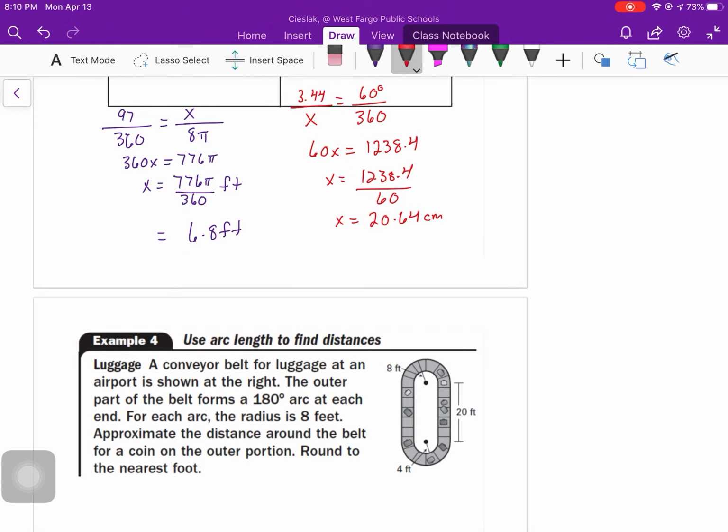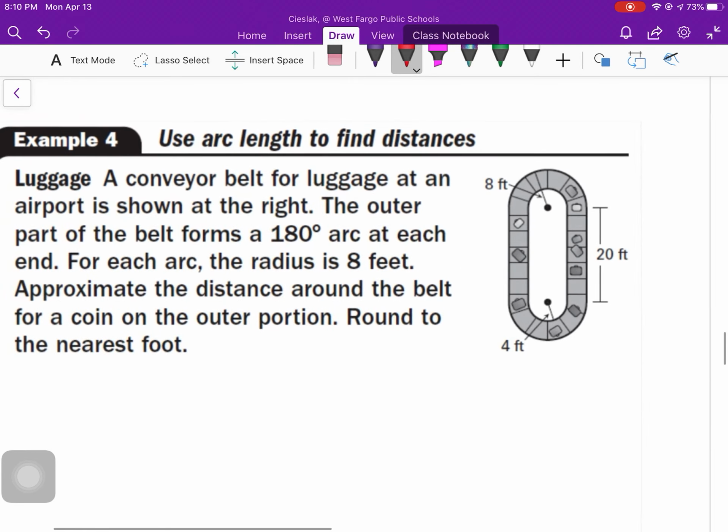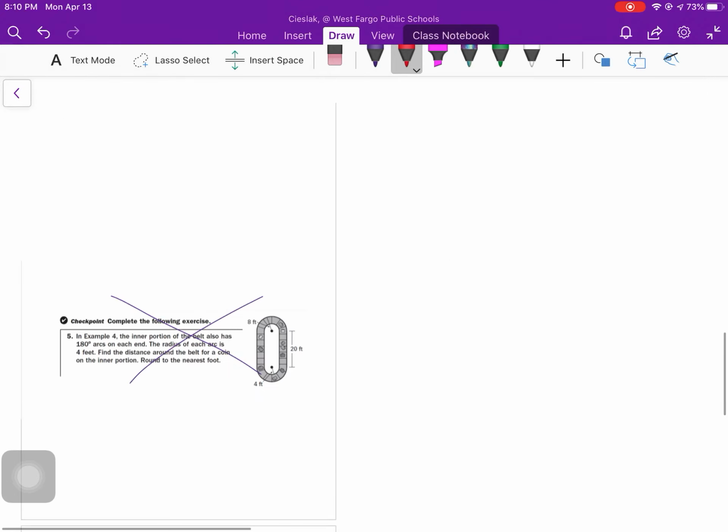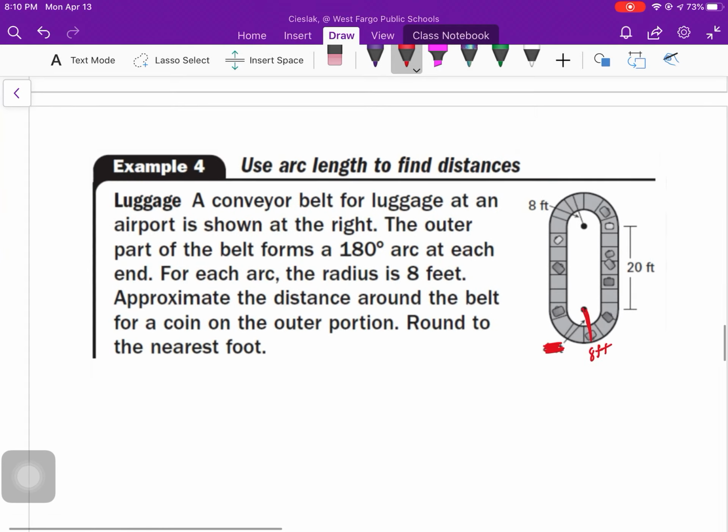Okay, so example 4 here. I've got to look where I put my rounded value here. Okay, so we're looking at using arc length. We're going to skip part 2. So you can ignore this 4 feet, and we're going to think about this radius all the way to the outside is 8 feet. You'll see that on example 5, I crossed it out. It's the same problem, but they're talking about inside, outside.